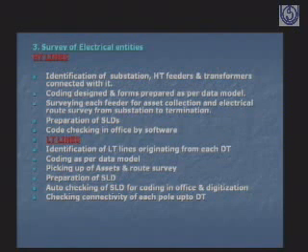Then we have to identify all substations, HT feeders and transformers connected to it. Coding is designed and forms are prepared as per the data model. We survey each feeder for asset collection and electrical route survey from substation to termination. Then SLDs are prepared. Similarly, for LT lines the same things are done.